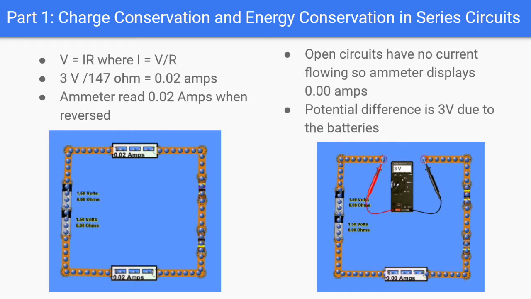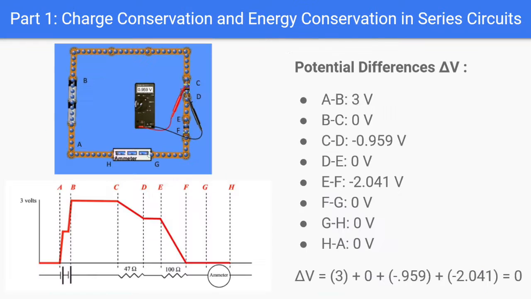Next, I created an open circuit which has no current flowing, and therefore the ammeter displays 0.00 amps. The potential difference still exists from the two ends of the battery, which is why the voltmeter shows 3 volts. I created a graph that shows the change in potential difference across the circuit from place to place. The main points of potential difference change are sections A, B, C, D, and E, F. All of the points added up give us a total potential difference of 0 because we completed a full circuit going back to the point of origin, which proves the loop rule.